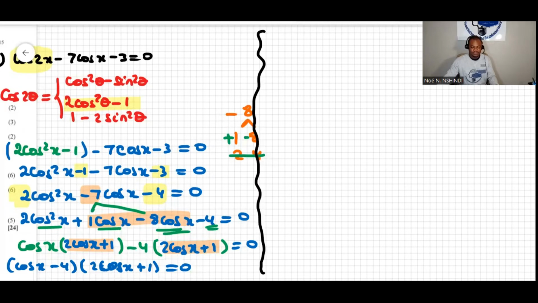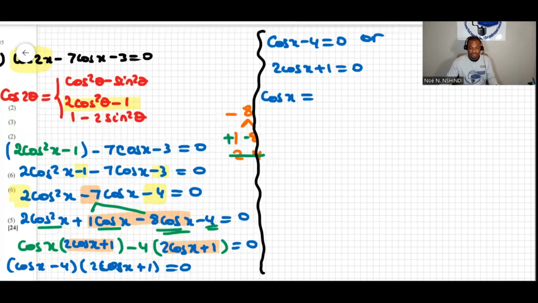And then this means, you remember the properties, if we have a term equal to 0, it means that a cos x minus 4 equals 0, or 2 cos x plus 1 equals 0. Now, if we do cos x minus 4, we can move the 4 over, and then that makes cos x equal to 4, or 2 cos x equal to -1.